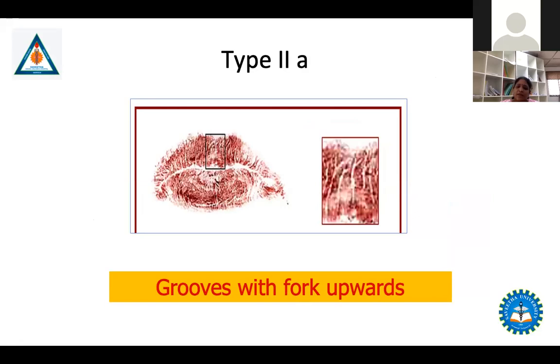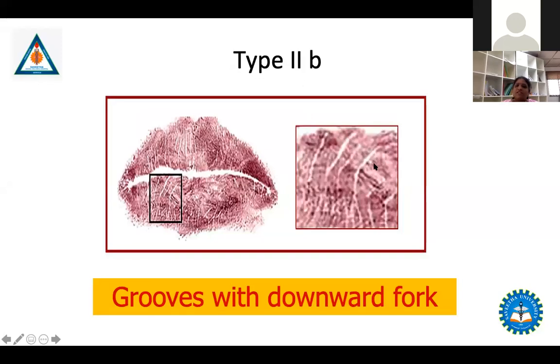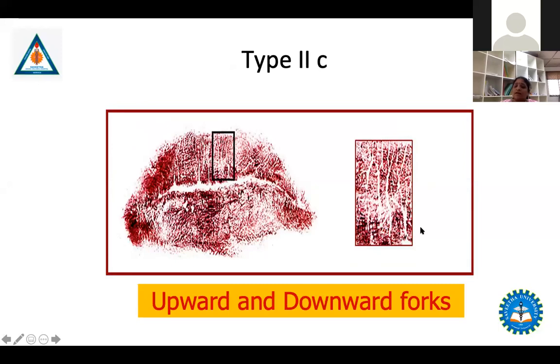That is, there were forks in the upward direction, which I classified as type 2A. As you could see here, there was no fork in the upward direction, but you can appreciate the fork in the downward direction. I can't call it type 3 because they are not even intersecting. So they are distinct vertical grooves with a fork in the downward direction, which I classified as type 2B. And to my surprise, I could see forks in both upward and downward directions, which was considered as type 2C.